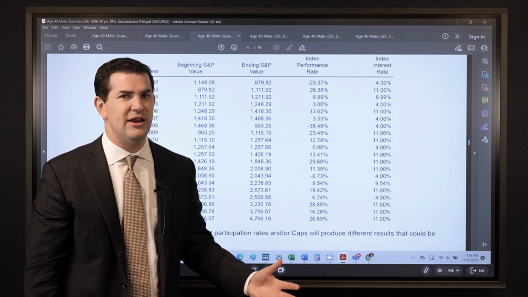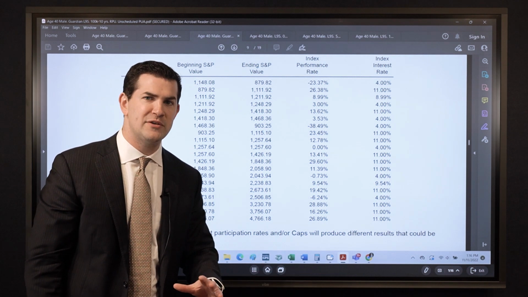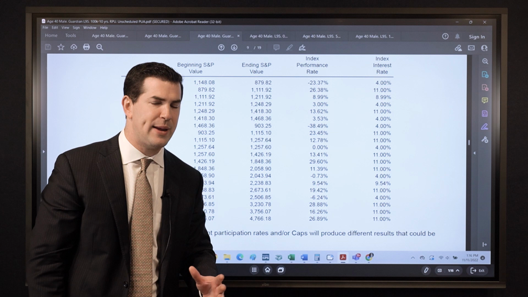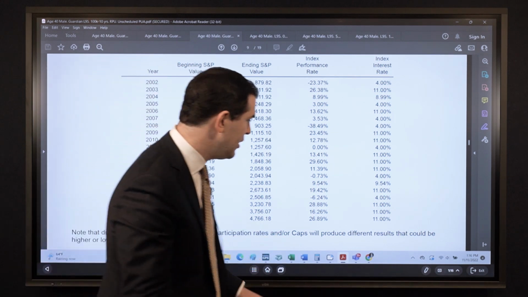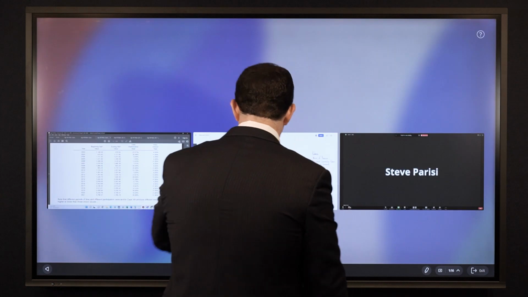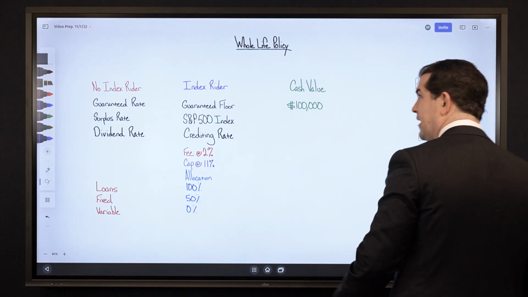Right, so things change. So just like the actual performance of a policy, how we measure that as the years pass, if we're heavily using the indexed rider, we want to do the same thing. So let's take a look here at our whiteboard. We're going to hit on a couple items.